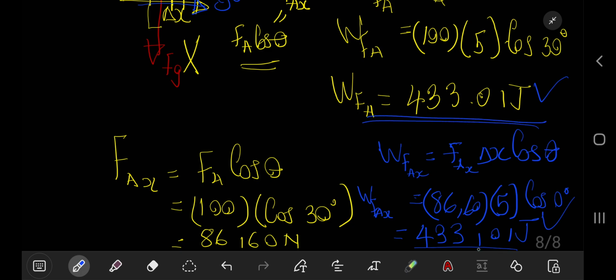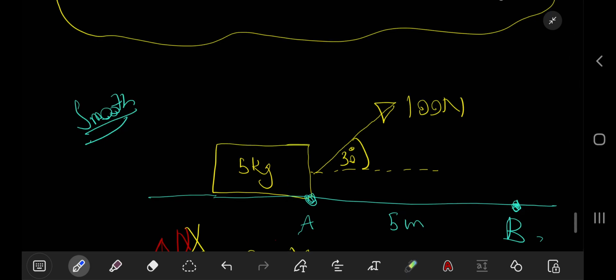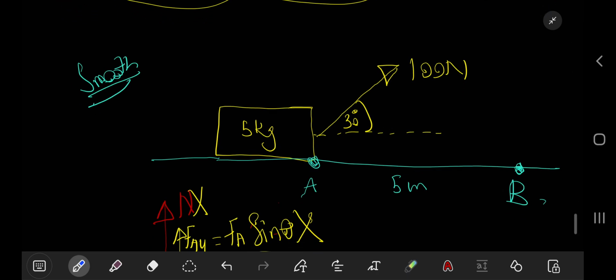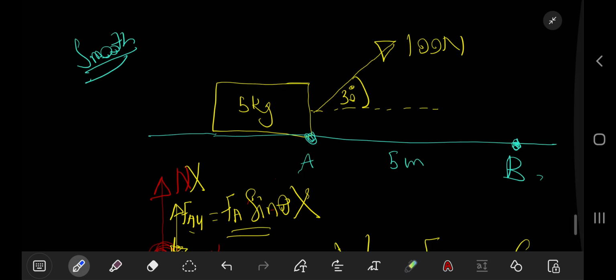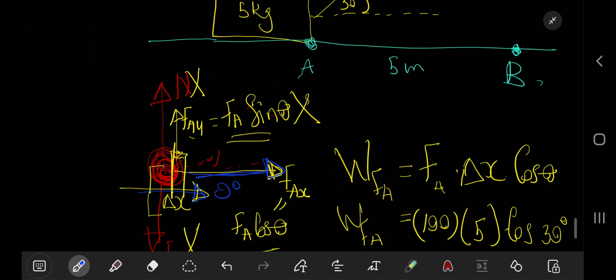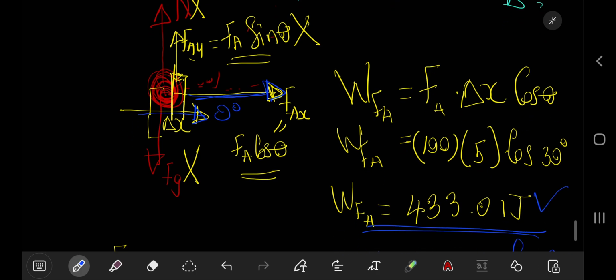So there are two approaches that we can use. If we have a force at an angle, we can use the angle as it is, but we must make sure that the angle is between the force and the direction of the displacement. Or else we can start by resolving those forces which are at an angle, and then take the components of those forces which do work and calculate the work, and the components which are perpendicular to the direction of motion do not do work.